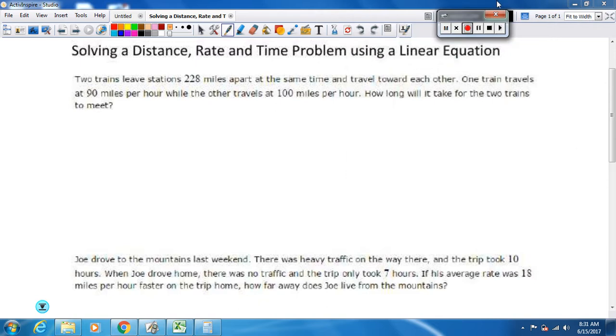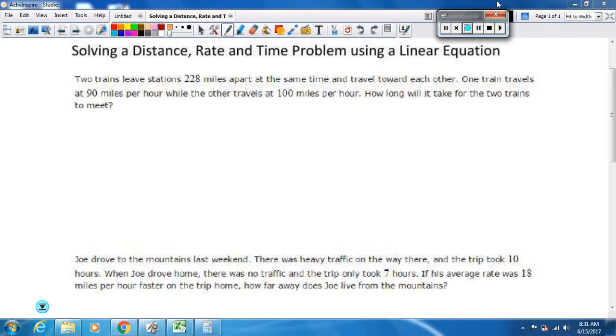Okay, solving a distance, rate, and time problem using a linear equation. Two trains leave stations 228 miles apart at the same time and travel toward each other. One train travels at 90 miles per hour while the other travels at 100 miles per hour. How long will it take for the two trains to meet?